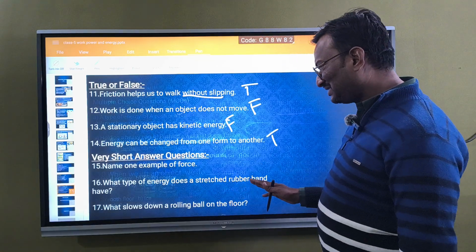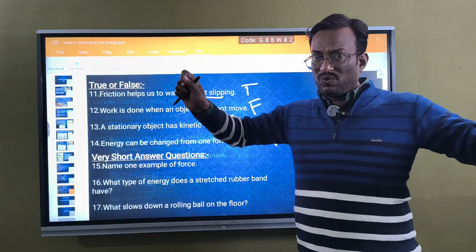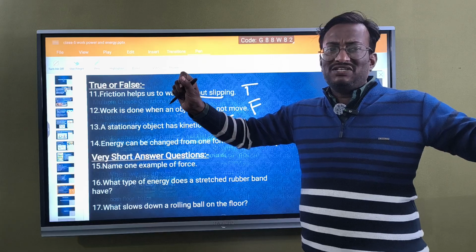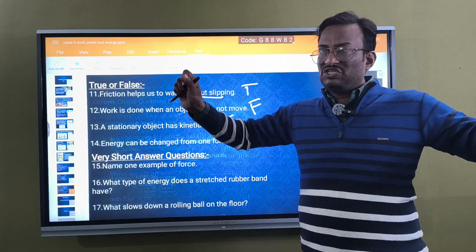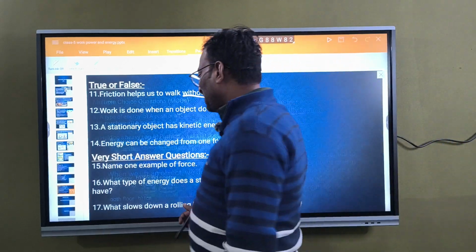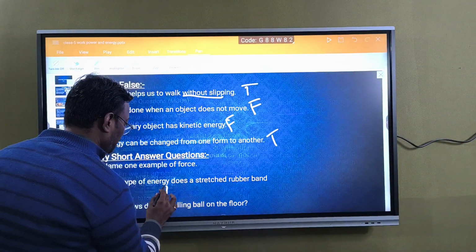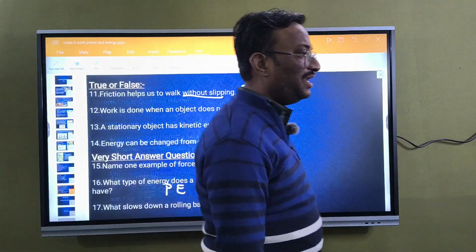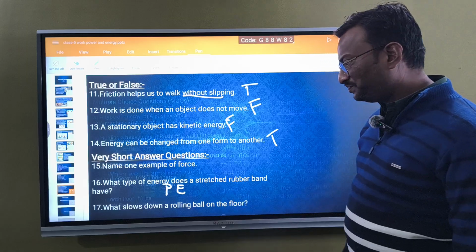What type of energy does a stretched rubber band have? When the rubber band is stretched like this, it will be in a still position, a rest position. It will have potential energy. We will discuss this concept in future classes. PE, I am going to write potential energy.